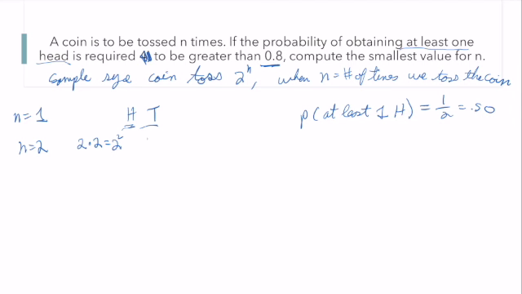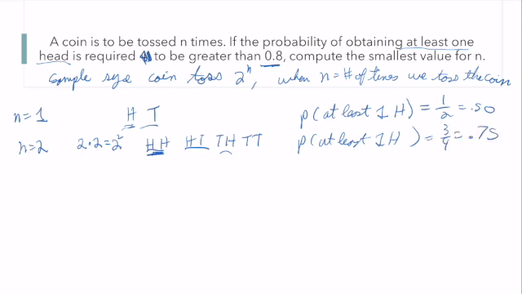So I have 4 possible outcomes. I have heads, heads; heads, tails; tails, heads; and tails, tails. So in this case, the probability of getting at least one head, well, that's going to be 3, because it's at least 1. I could get 2. That'd be awesome. So it's going to be 3 out of 4, which is 0.75. Still not 0.8, but we're getting really close.